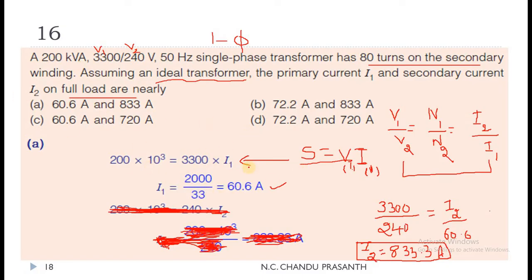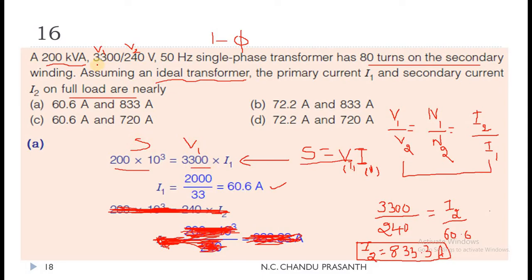We already know the value of S. S is 200 kVA, that means kilovolt ampere. So kilo means 200 into 10 cube. It is the S value. It is the V value, that is V1 value.